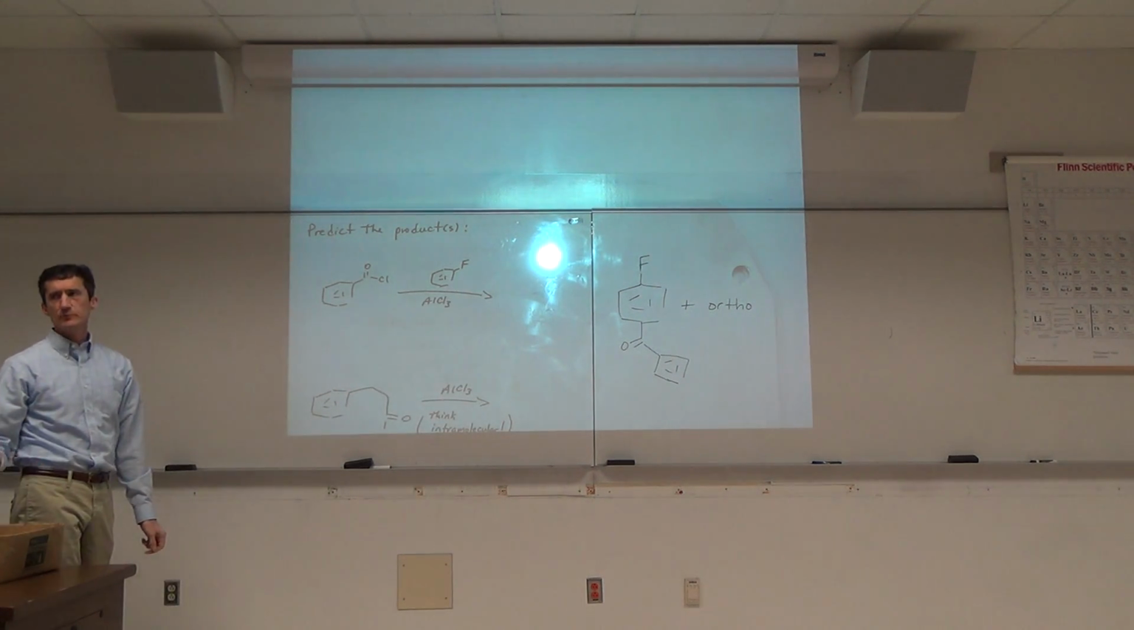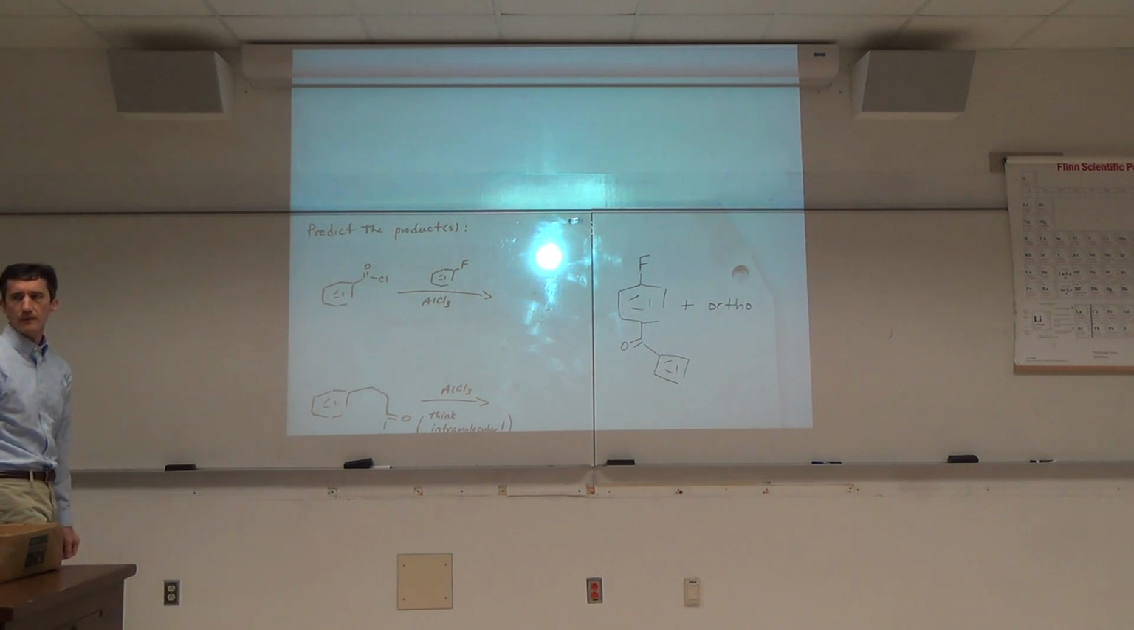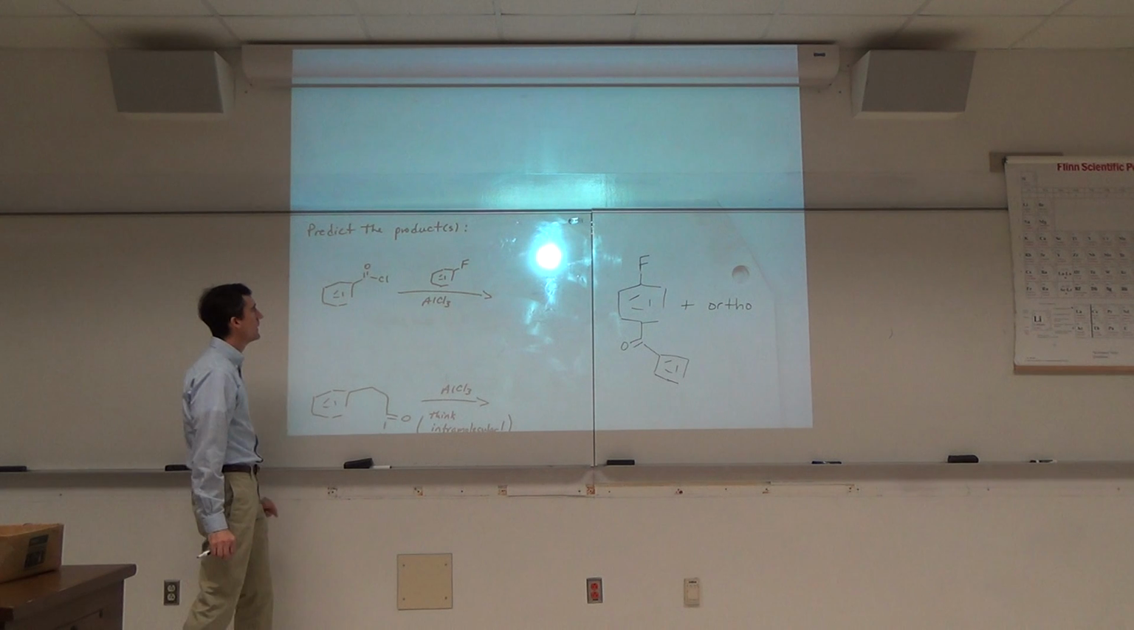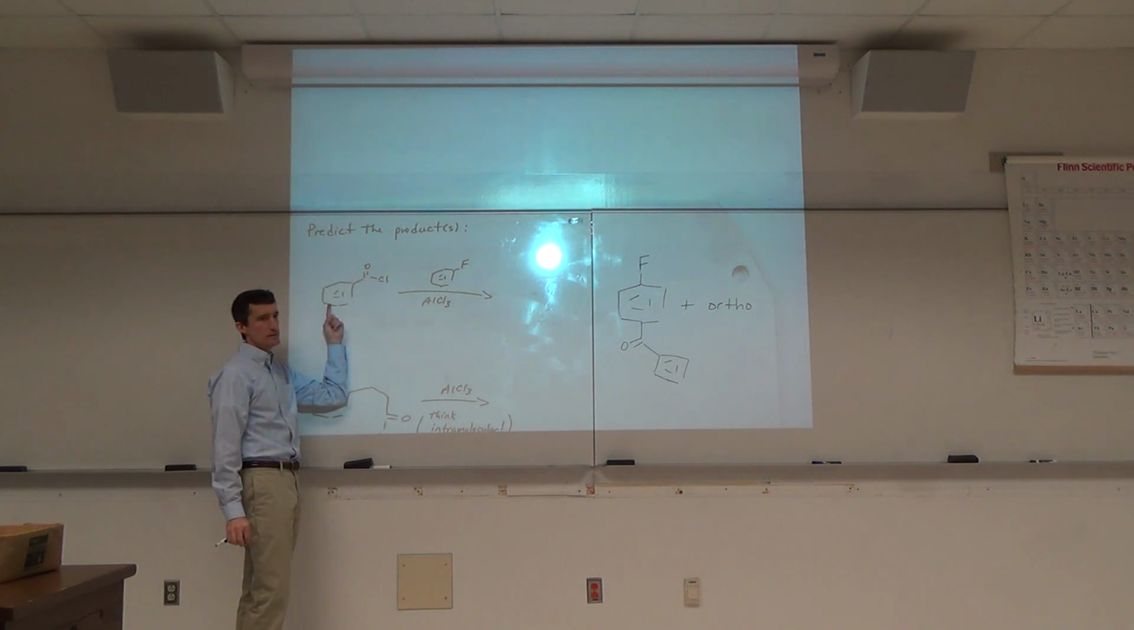Friedel-Crafts does tend to give predominantly para. Yeah, I mean the fluorine's pretty small, but theoretically you're also going to get some ortho. One thing that you usually get here is, okay, we got two benzene rings. Which one is going to become substituted?